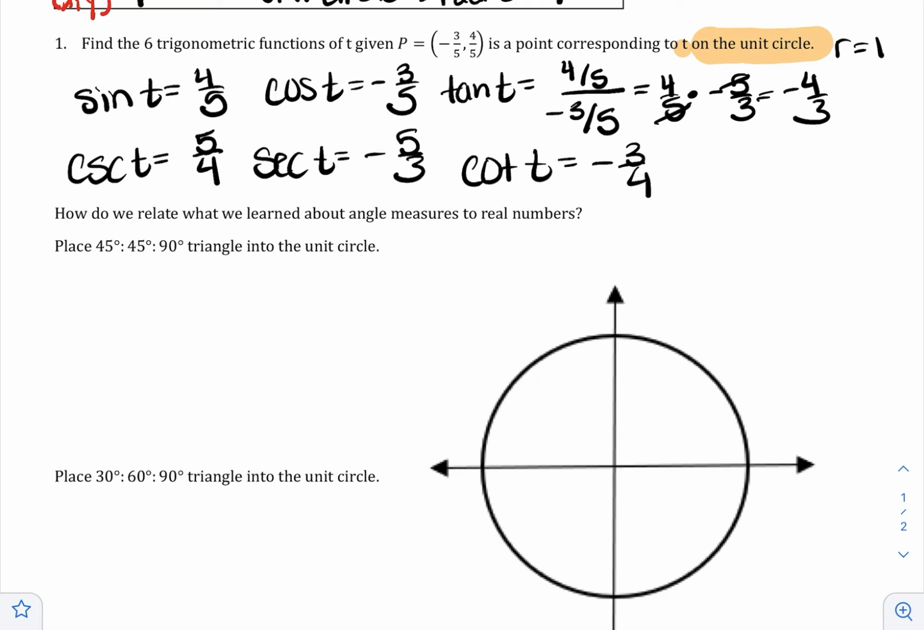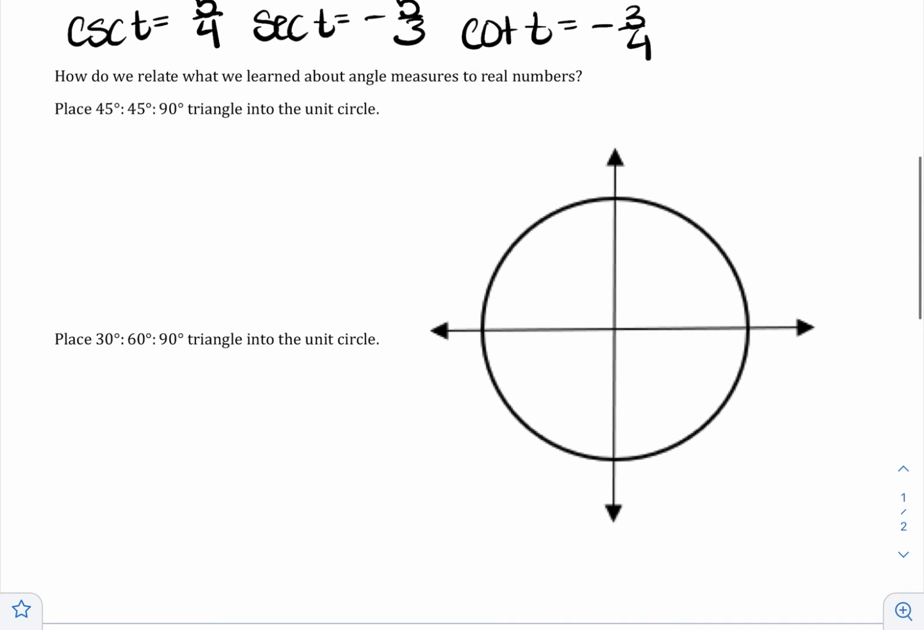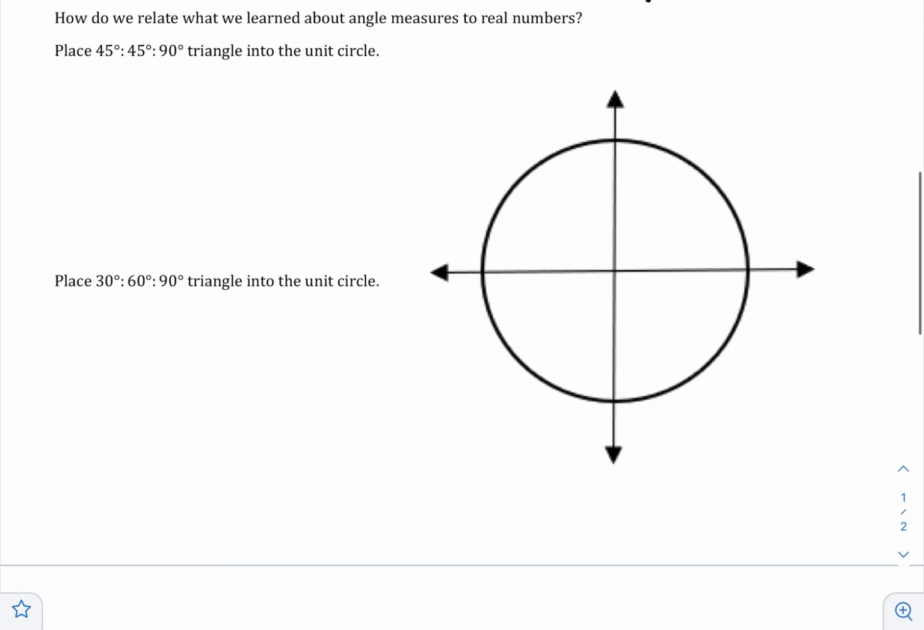Now we want to relate it to what we've been learning. Remember that one of the most important parts is our golden angles. We want to take the triangles that I've been telling you to draw over and over again, draw the triangles, remember the ratios, and we're going to see how that relates to the unit circle. So I'm going to take my 45, 45, 90 triangle.